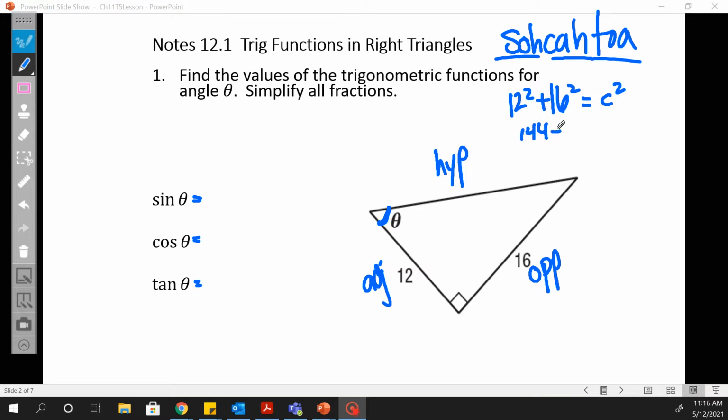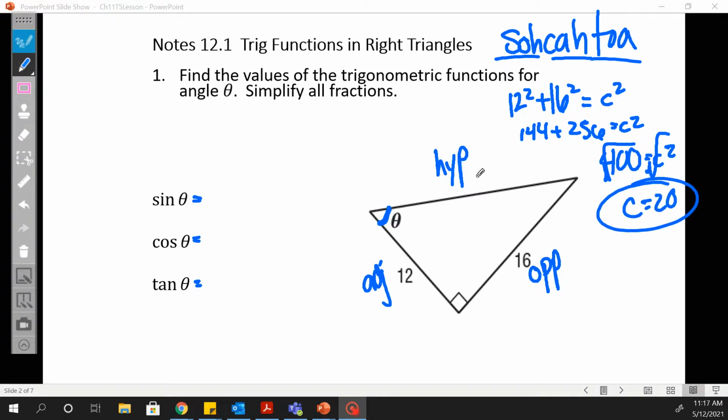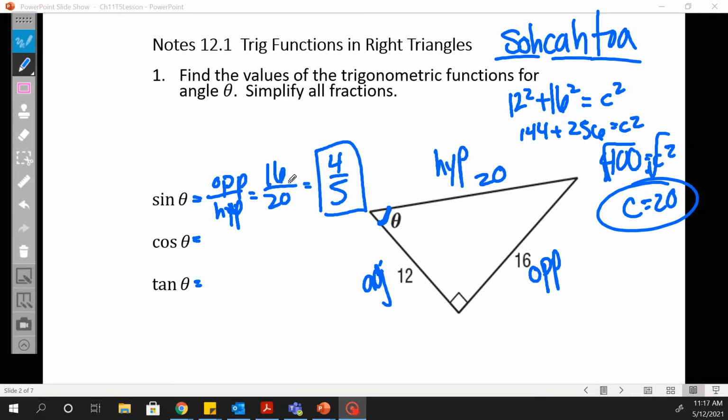So we got 144 plus 16 squared, which is 256, equals c squared. That's 400 is equal to c squared. Square root both sides, so c is equal to 20. So our hypotenuse here is actually 20. Now that we have our hypotenuse, this should be a lot easier. Sine is opposite over hypotenuse. So the opposite side is 16 over the hypotenuse 20. Simplifies to 4 over 5 because they both have factors of 4.